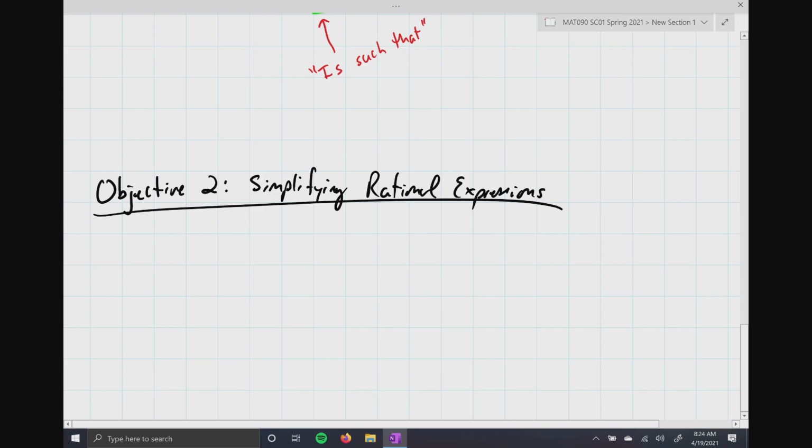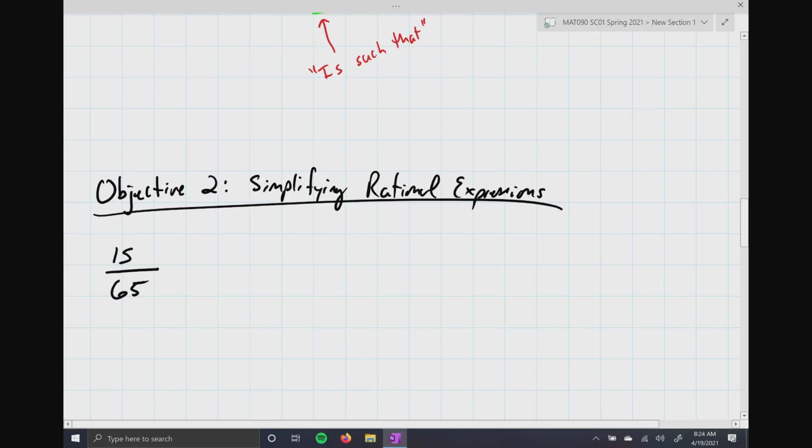Now we're going to simplify rational expressions. We're going to start off with something very simple. Let us simplify the fraction 15 over 65.